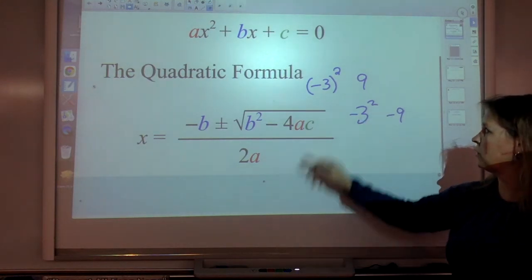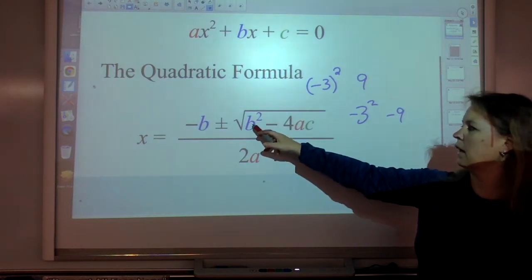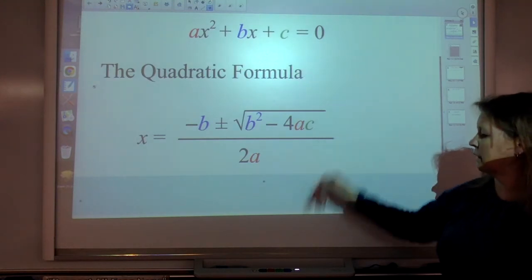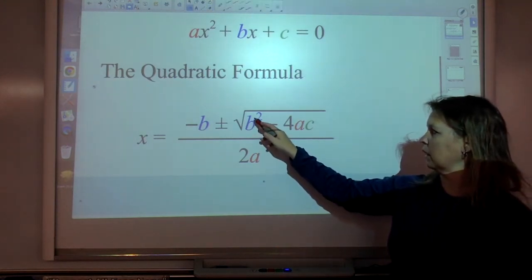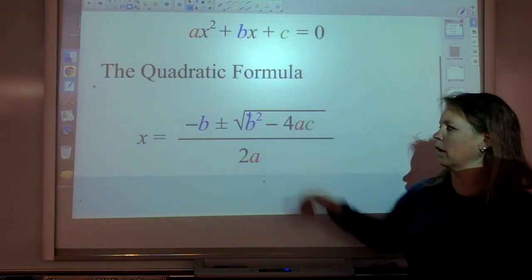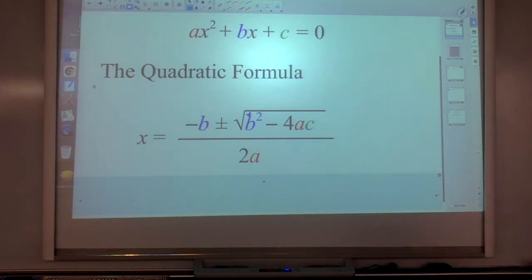So to save yourself the trouble, since you know that any negative number squared, any positive number squared is always positive, don't even put the negative in here. Always make this a positive b squared instead of what it is. Unless you want to use extra parentheses, but that takes a little bit of extra work.